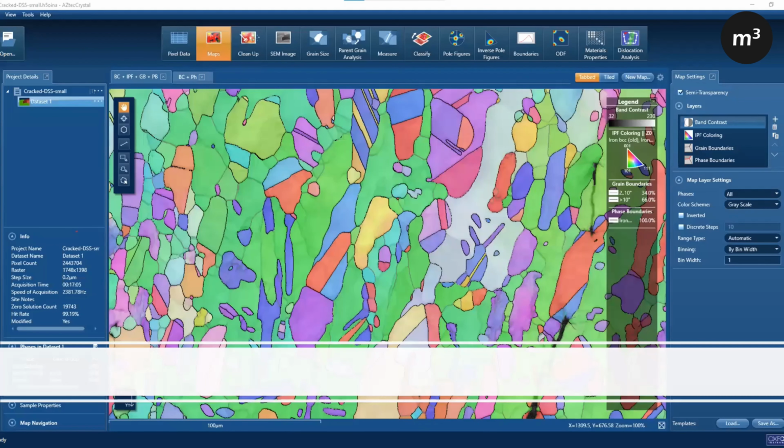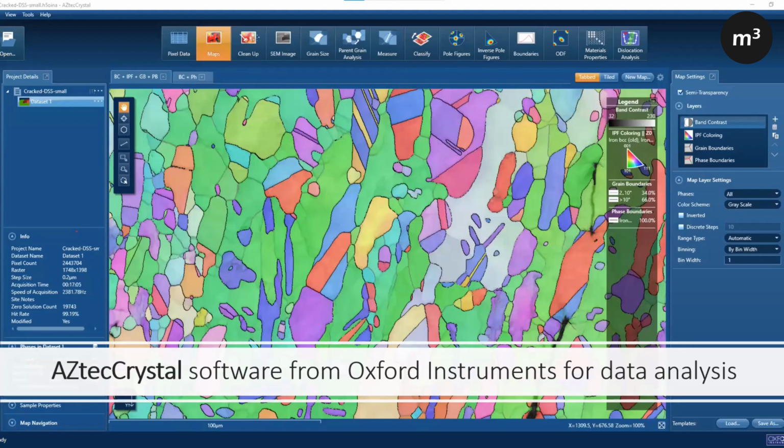So I want to move on to the analysis. One of the software packages we can use is AZtecCrystal, which is from Oxford Instruments, that we have abundantly here in Manchester. And we can show maps, we can clean the maps, we can do grain size analysis, parent grain analysis, texture analysis, but as well as that, we can do material properties, for example Young's modulus, and dislocation analysis, which I'll briefly explain a little bit.